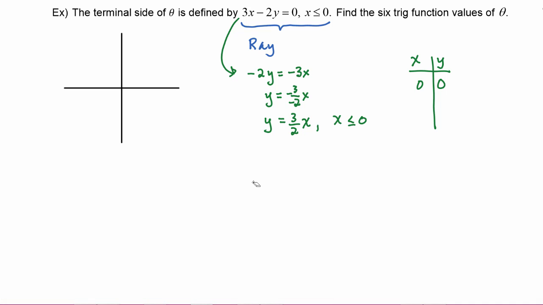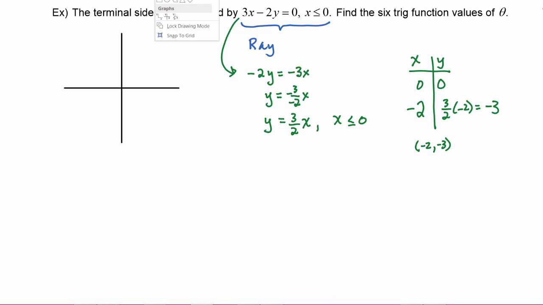Now we want to pick x values that are easy to plug in. We see we have a 2 in the denominator here, so we might as well pick x values that are multiples of 2. And again, we have to remember to pick an x value that is less than 0, so I'm going to choose x to be negative 2. Then the y value is just going to be 3/2 times negative 2, which is negative 3. So that means we're going to have the point (-2, -3) on the ray.